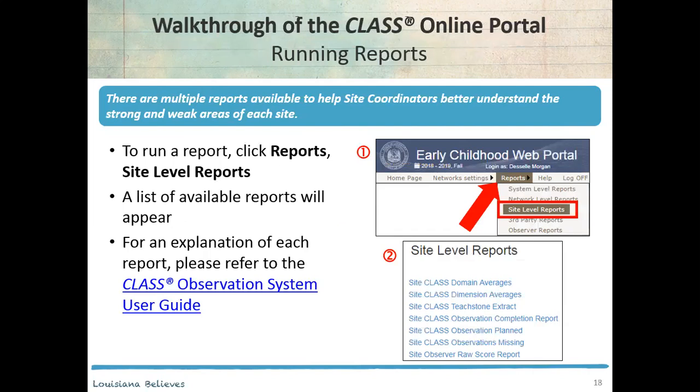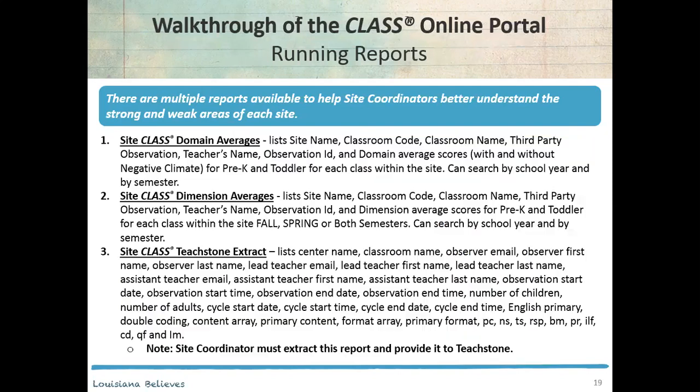Or you can also run a report that's a site level report. You'll go up to the top there where it says reports. You'll click on that button and you'll click on the site level reports. And there will be a list of available reports that you can run. There's a thorough explanation of each of these reports in the observation system user guide. What follows here is a condensed description of each of them.